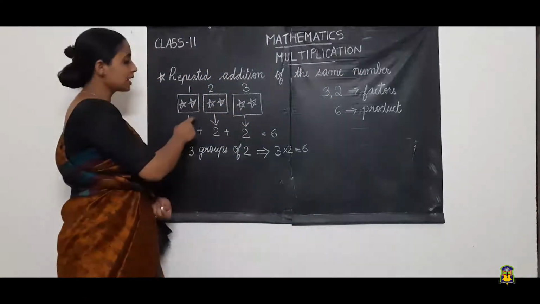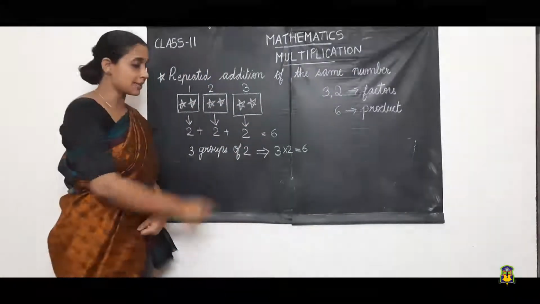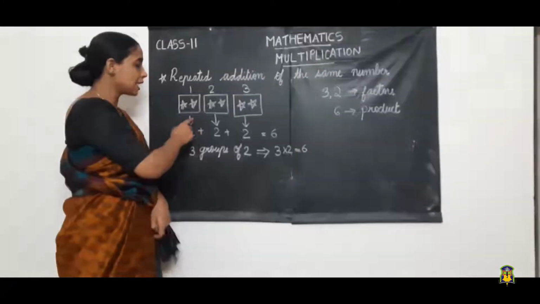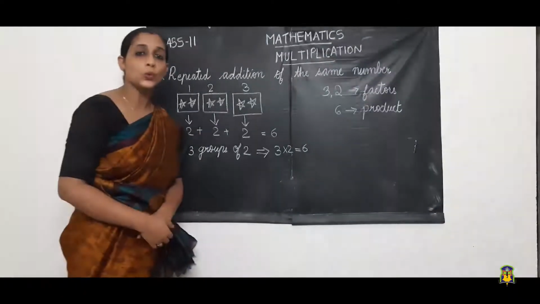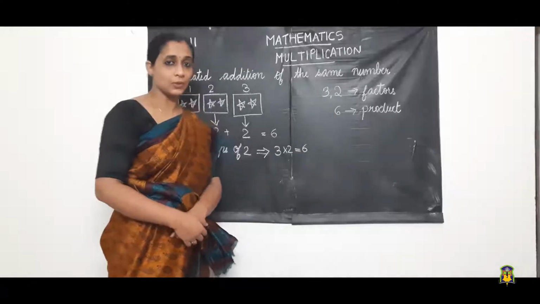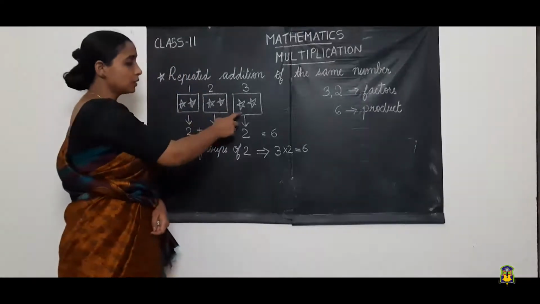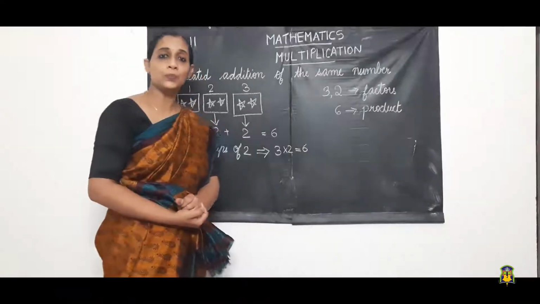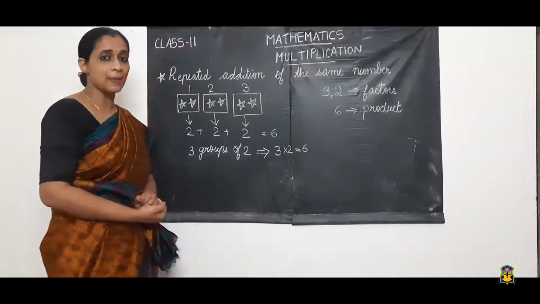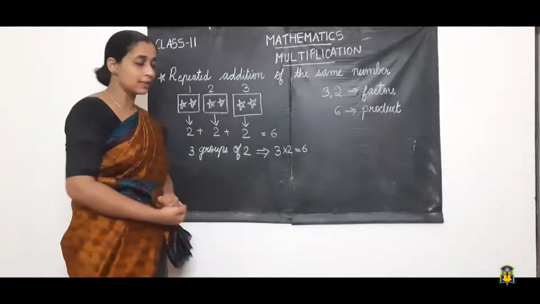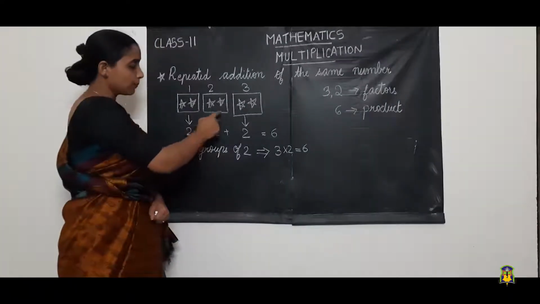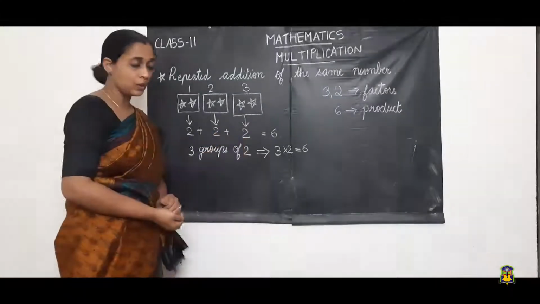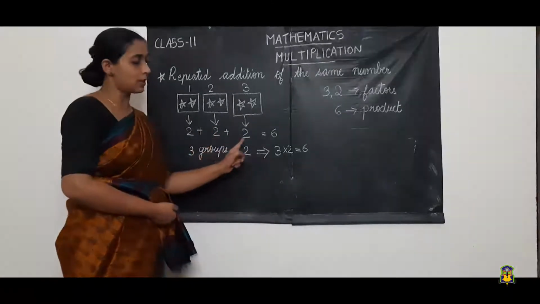Okay, so see here we have three boxes. 1, 2, 3. Three boxes are there and each box contains 2 stars. So 1, 2, 3. How many stars are there in total? What will we do? We will add the number of stars in each box. So in this box we have 2, in this box we have 2, in this box we have 2. So 2 plus 2 plus 2.